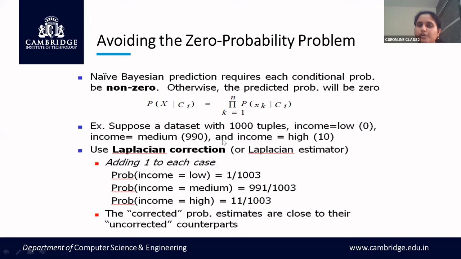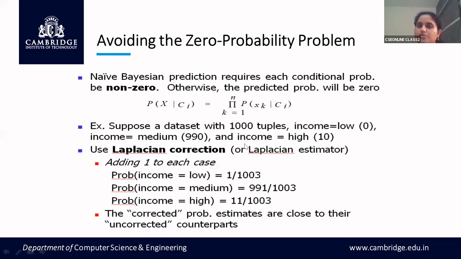So you will add 1 to each class in order to check whether the probability comes out correct. Suppose one example is given here. The data set has 1000 tuples. Income low is equal to 0, income medium is equal to 990, and income high is equal to 10. So 990 plus 10, 1000 tuples are already done, but we don't have any entry with income low. So we can use the Laplacian correction, and add one entry for each of the tuples: one entry for low, one for medium, one for high.